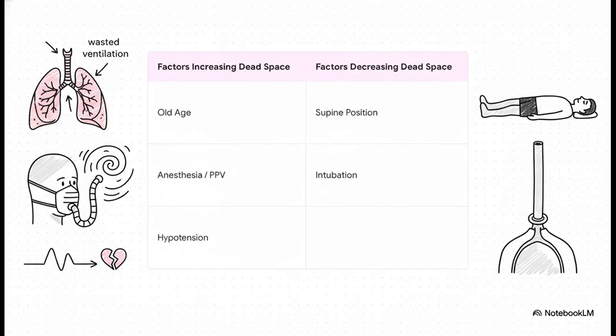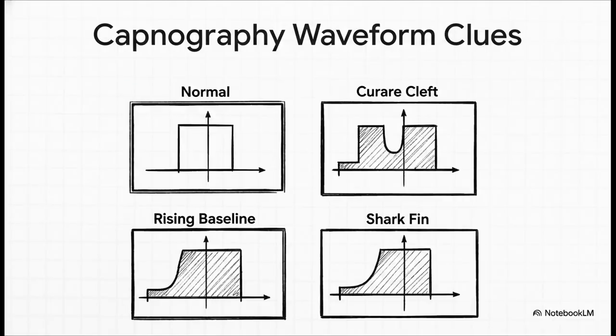Dead space ventilation. It's essentially wasted breath. It's the volume of gas that's moved in and out of the lungs, but doesn't take part in gas exchange. Unfortunately, as this table clearly shows, many factors that are just inherent to our practice, anesthesia itself, positive pressure ventilation, periods of hypotension, all tend to increase physiological dead space. This just makes our job of maintaining a normal CO2 that much more challenging, because a larger chunk of every breath becomes wasted.